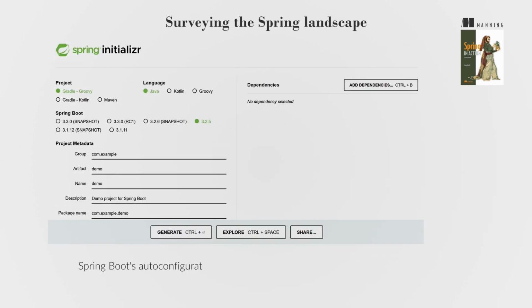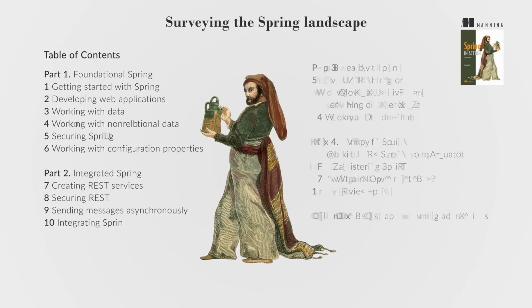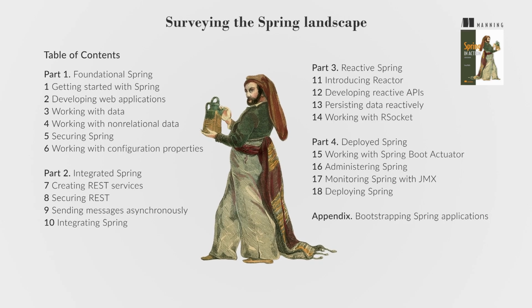Spring Boot's auto-configuration and the streamlined project setup with Spring Initializer allow developers to focus on building application features rather than boilerplate code. The framework supports a wide range of application types and architectural styles, making it a versatile choice for modern application development.